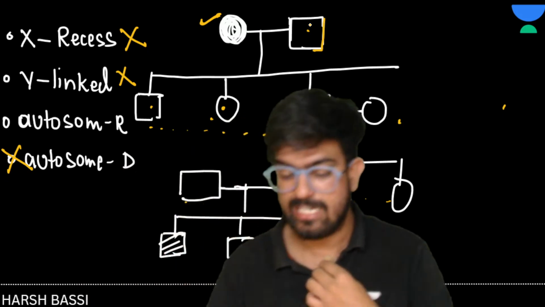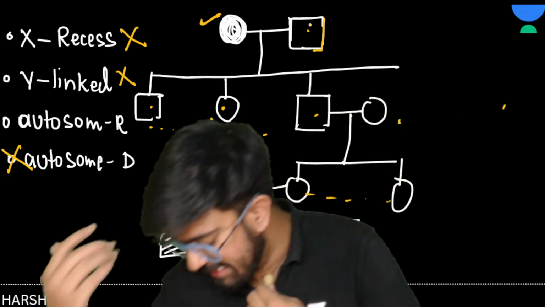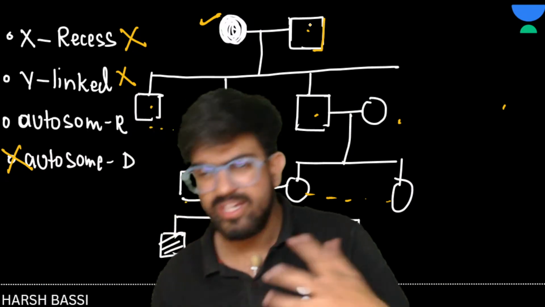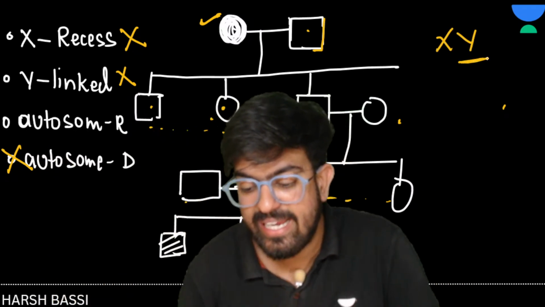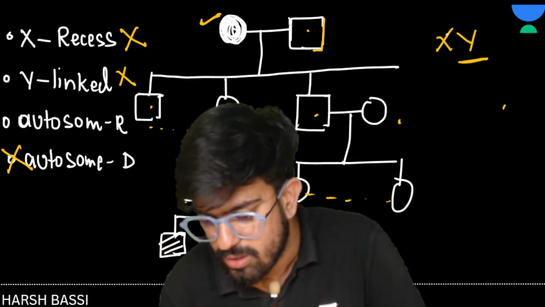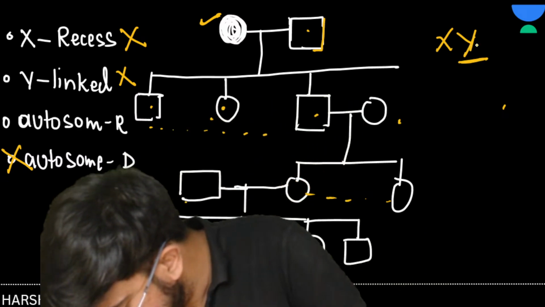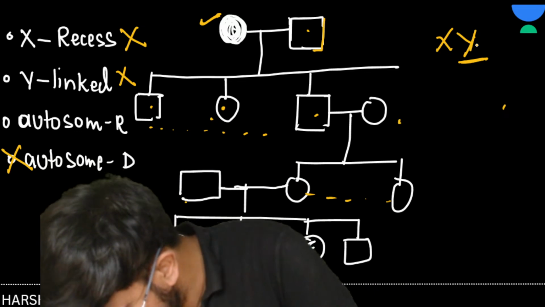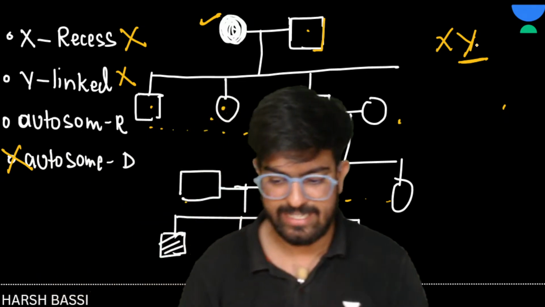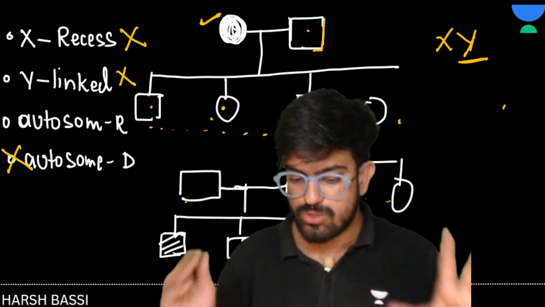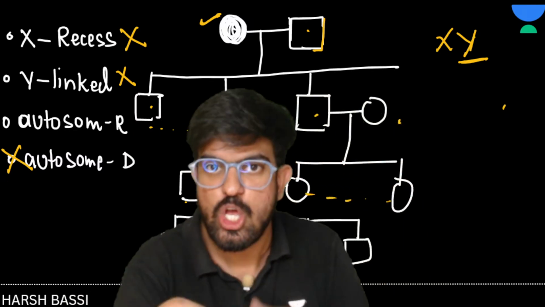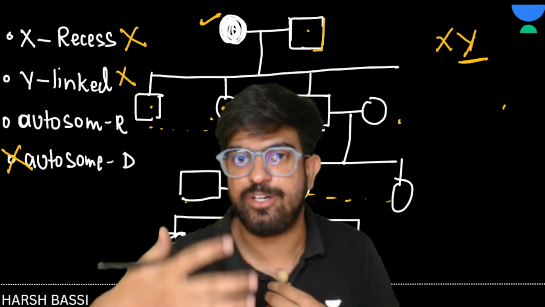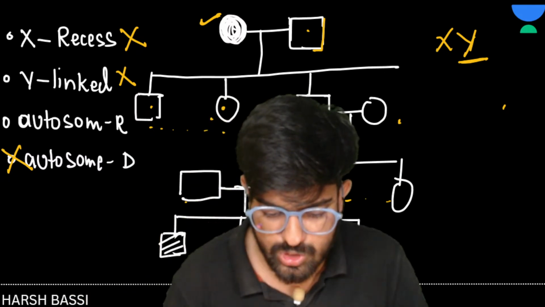Yes, exactly. No disease in father, then no Y-linked. If it were Y-linked, the father would be XY only. This one is fine. Then everything will be fine, right? Clear? Chalo. Great. Now, let's observe this very carefully and solve this with another method, the hit and trial method. Okay?